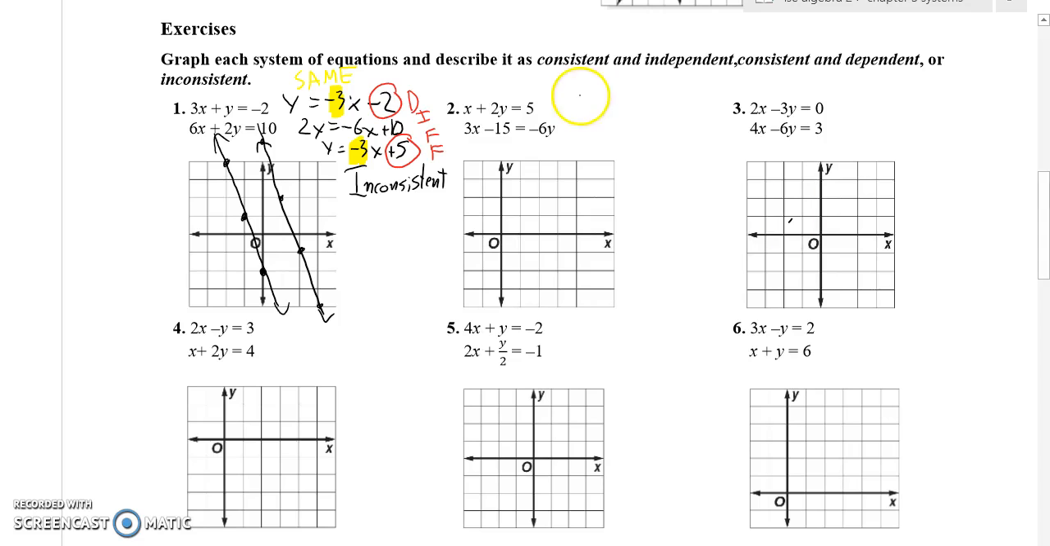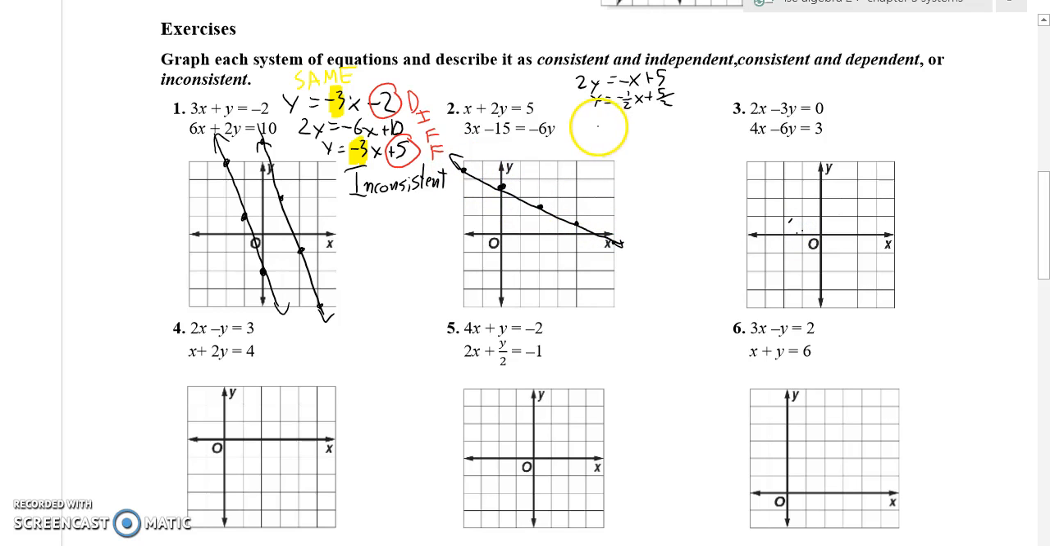Looking at the next one, we have 2y equals negative x plus 5, or y equals negative 1/2 x plus 5 halves. So I'm going to start at 5 halves. I'm going to go down 1 and over 2, down 1 and over 2, down 1 and over 2. There's my line.